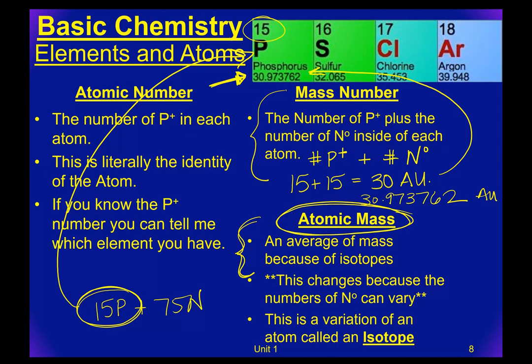Iso means same. So isotopes are basically going to be the same element with different numbers of neutrons, okay? So when you've got that variation, you've got 15 protons, 16 neutrons, 15 protons, 15 neutrons, 15 protons, 14 neutrons, 15 protons, 17 neutrons. We call that an isotope because technically all of those things that I just mentioned are phosphorus. How do I know? 15 protons. If it's got 15 protons, it is nothing else. It is only ever going to be phosphorus because that's its atomic number. But the variation in the number of neutrons, we call them isotopes.